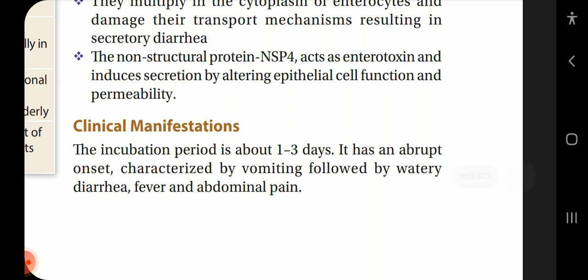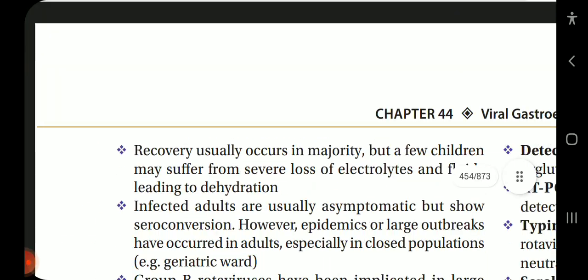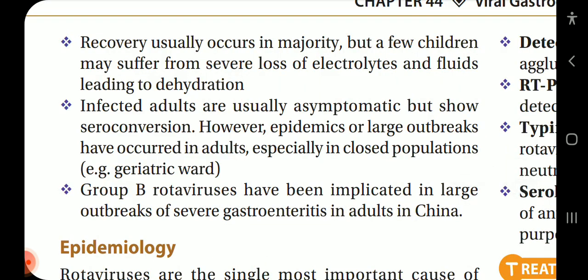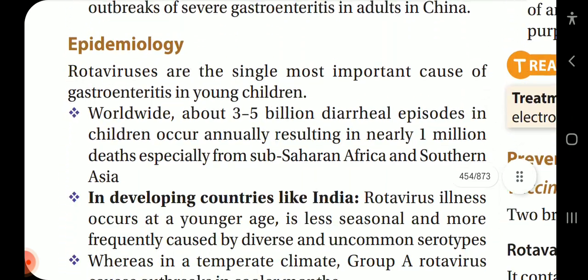Clinical manifestations: the incubation period is about 1 to 3 days. It has an abrupt onset characterized by vomiting followed by watery diarrhea, fever, and abdominal pain. Recovery usually occurs in the majority, but a few children may suffer from severe loss of electrolytes and fluids leading to dehydration. Infected adults are usually asymptomatic but show seroconversion. However, epidemics or large outbreaks have occurred in adults, especially in closed populations, for example a geriatric ward. Group B rotaviruses have been implicated in large outbreaks of severe gastroenteritis in adults in China.